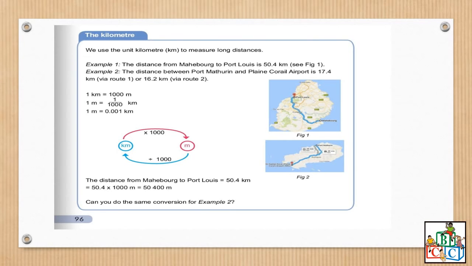Take a look at the figure. 1 kilometer, 1000 meters. If you have kilometers and want to find meters, you multiply by 1000. If you have meters, you have to convert to kilometers, you will have to divide by 1000.